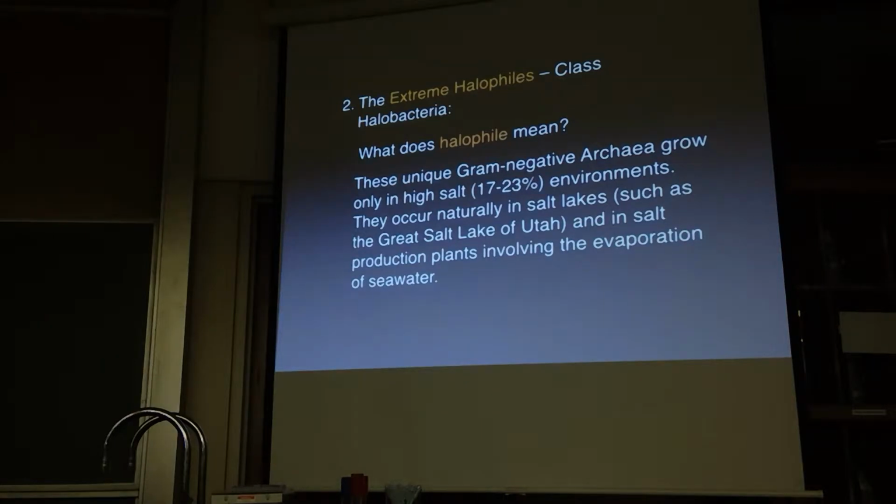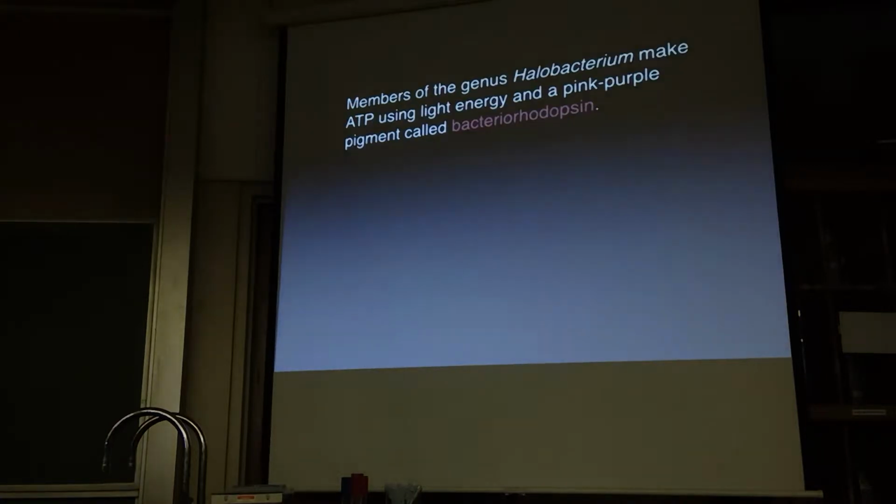So these are gram-negative archaea. They live in very high salt, 17 to 23% salt. They can live in water environments where the salt concentration is so high, the salt will be solidified on the top of the water, and there'll be crystalline salt down underneath. And they can still survive in there. So if you go to Utah, there's places near the Great Salt Lake where you can find these organisms. If you go to San Francisco Bay, where they're evaporating seawater to produce salt, you can see them.